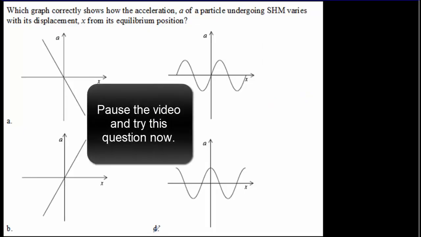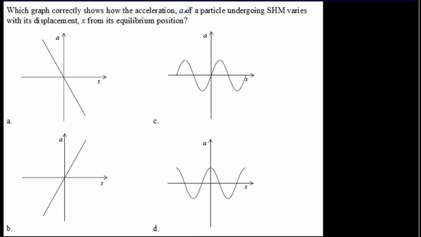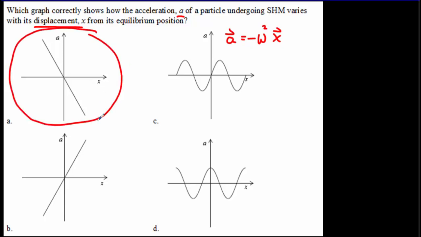Okay, a few IB questions for you. Pause the video, try the question, come back for the answer. So, correct graph of acceleration against displacement. Remember, acceleration is in the opposite direction as the displacement, and they're proportional to one another. So the correct answer here is graph A.